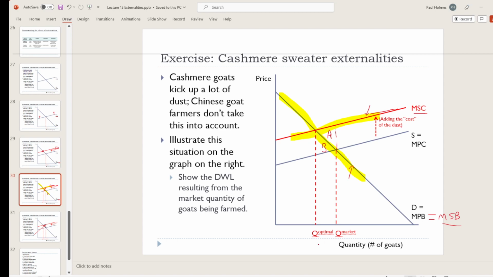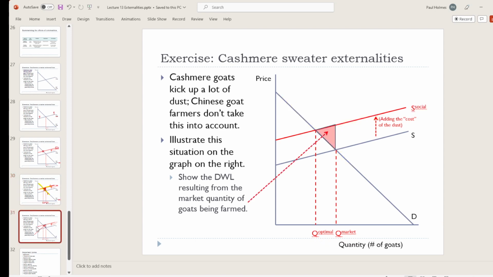So our deadweight loss occurs between these two levels of output that we've marked and between these two curves that we've highlighted, so it must be triangle A in there. That guy is our deadweight loss.